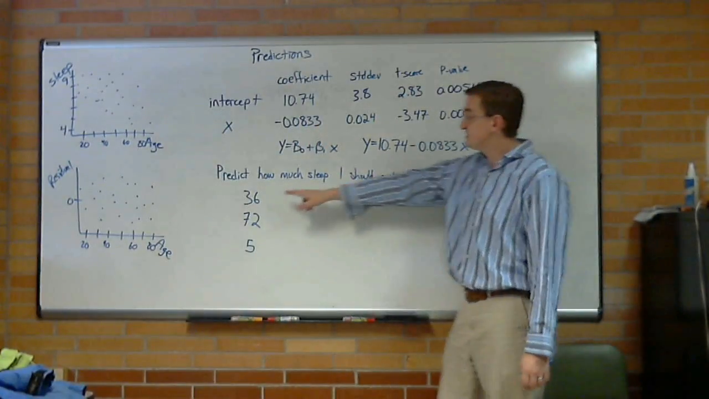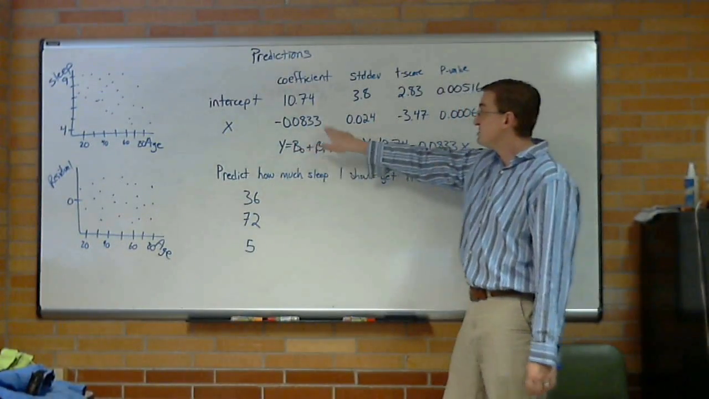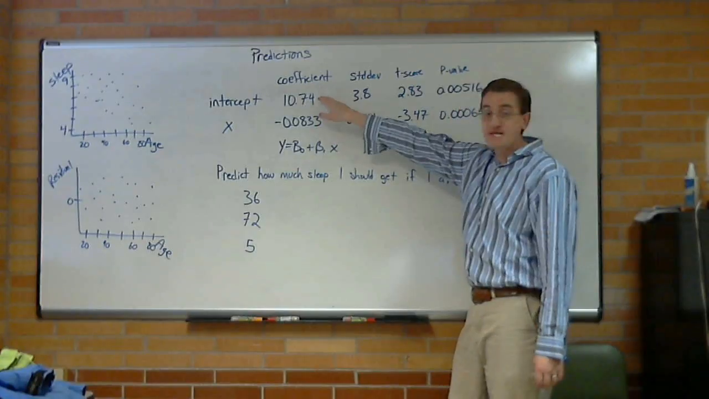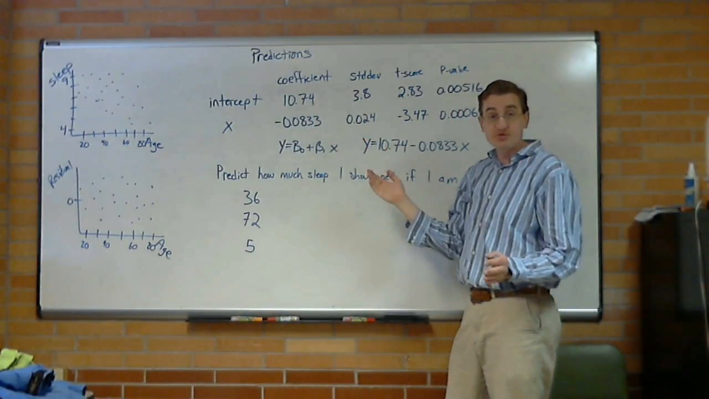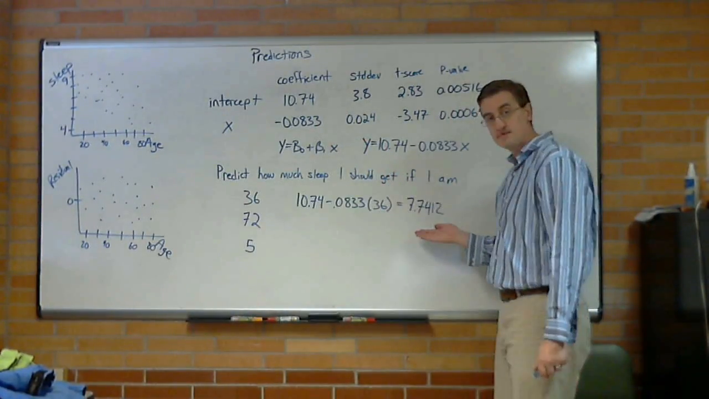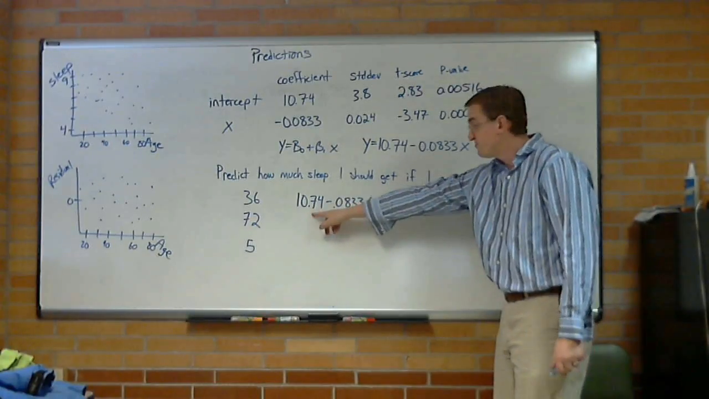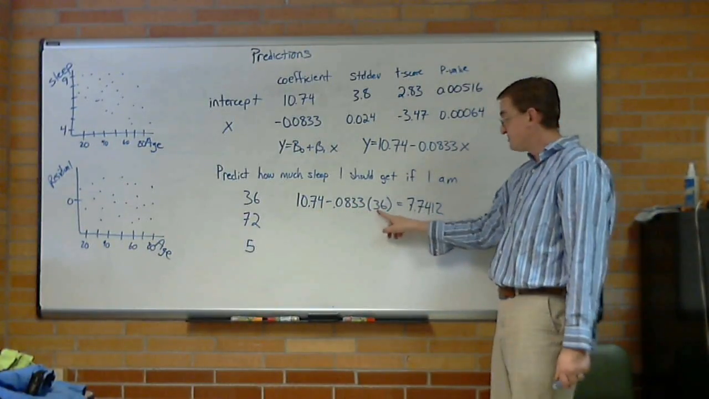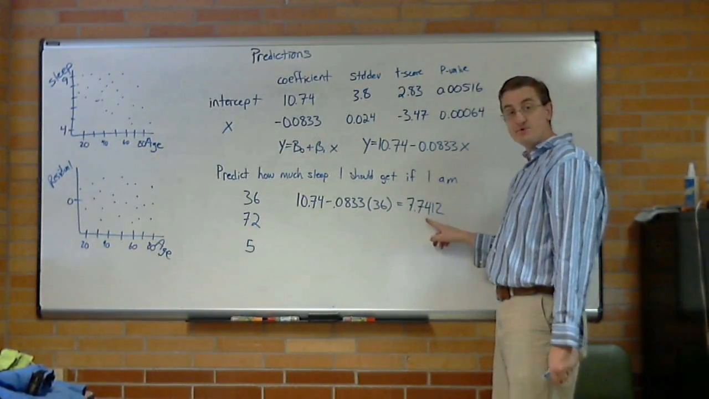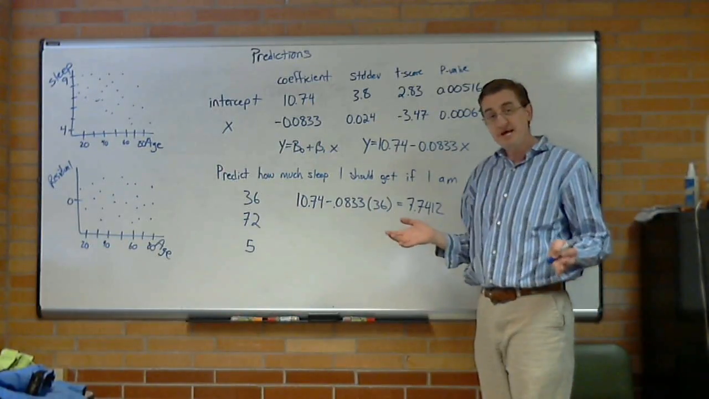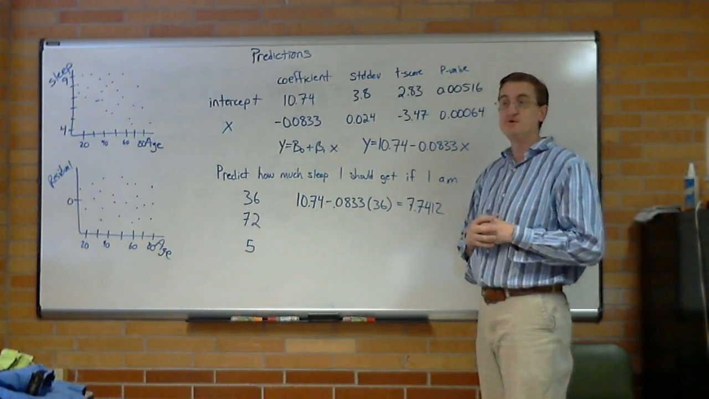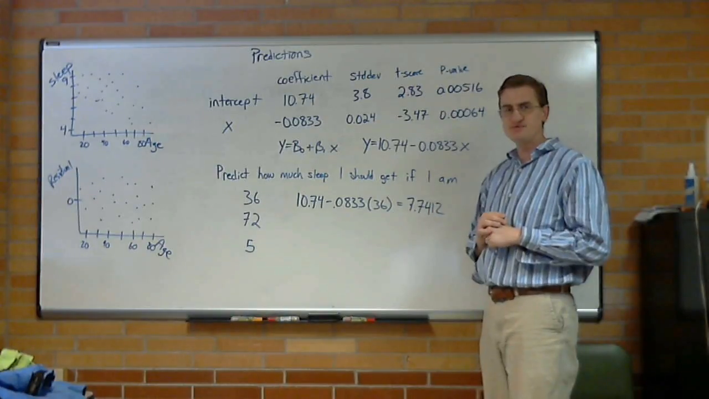So what I'm going to do is take my 36, multiply it by the slope, add it to that y-intercept, and that'll be my prediction. It'll look like this. I take 10.74 minus the slope times my 36, 7.7412. So I should be getting just less than 8 hours of sleep. Actually, that sounds really nice. I wish that was true.